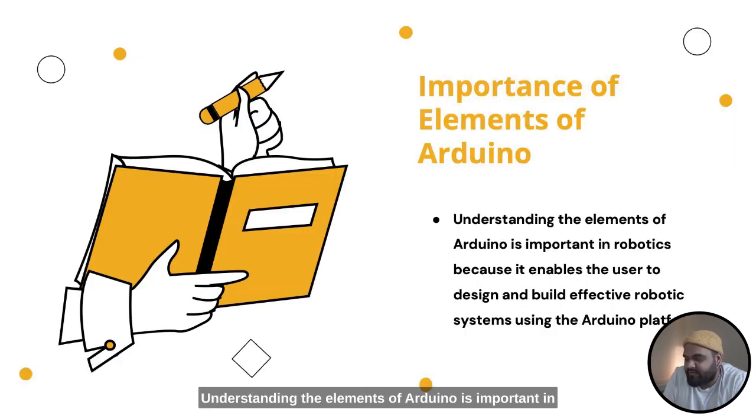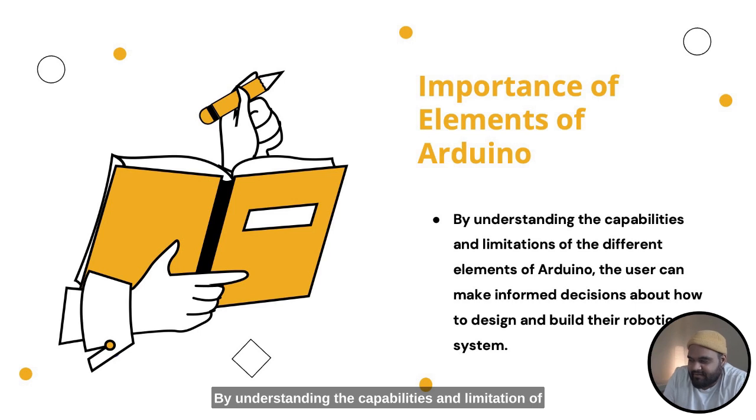Understanding the elements of Arduino is important in robotics because it enables the user to design and build effective robotic systems using the Arduino platform. Now, you need to understand that in Arduino, you have both hardware and software, okay, which means you are building the hardware components, meaning that you are going to connect them, and in software, you are going to program it. By understanding the capabilities and limitations of different elements of Arduino, the users can make informed decisions about how to design and build their robotic system.